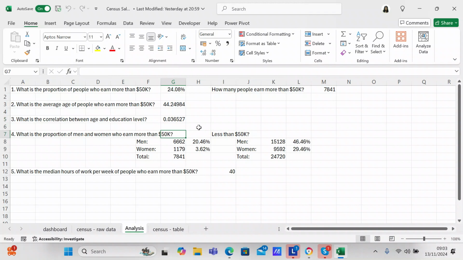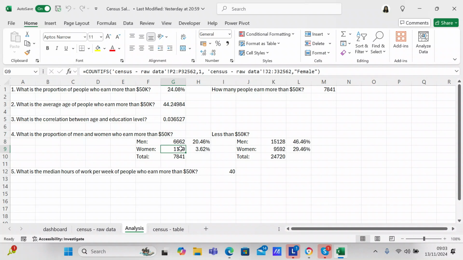Say, what is the proportion of men and women who earn more than 50K? So we had to use a formula, and it's COUNTIFS the census P1 to P32562, comma 1, and the census J1 to J32562 is male, and that was 6662, and that was 20.46%.